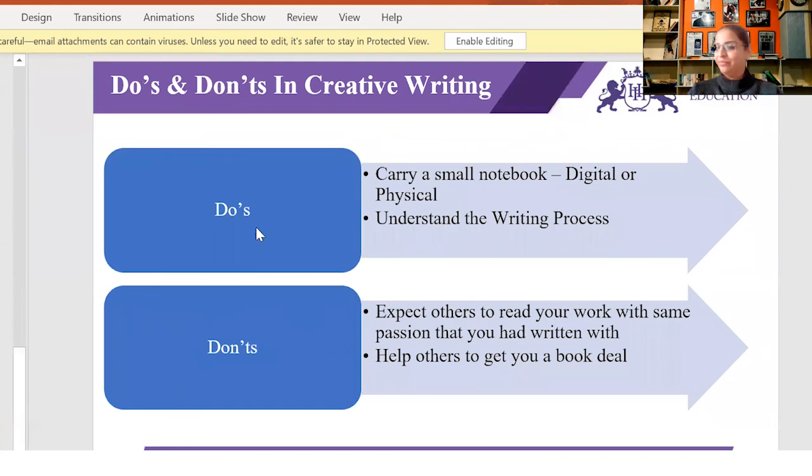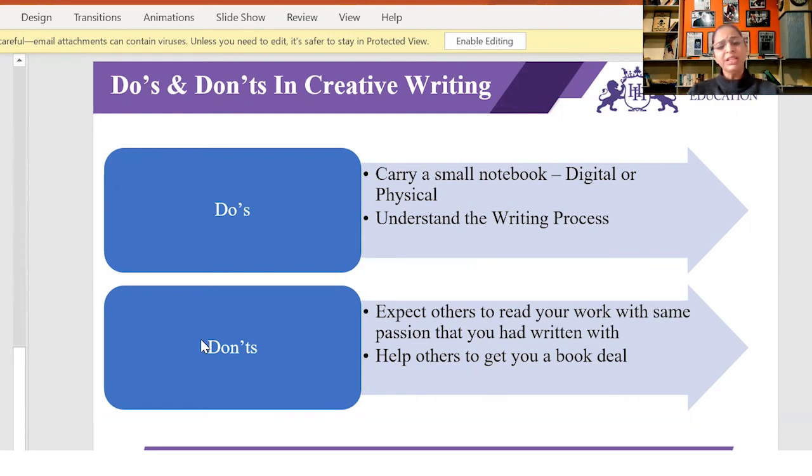Now, do's and don'ts in writing: carry a small notebook. Digital, I told you, Evernote, or you can download the Google Keep app, but Evernote is better. I've been using it. Understanding the writing process. I shared the writing process with you. Don't force anyone to read your work. Somebody may not be a reader. Everybody is not interested in reading.